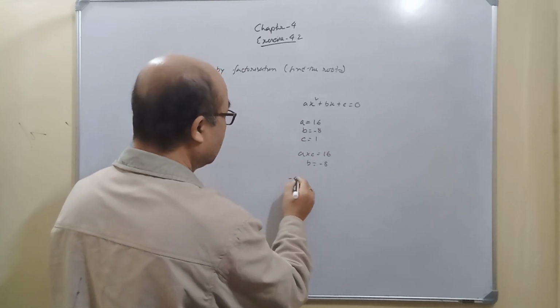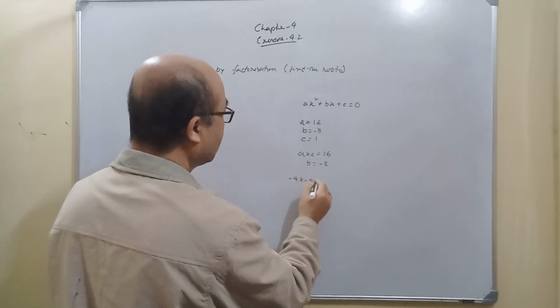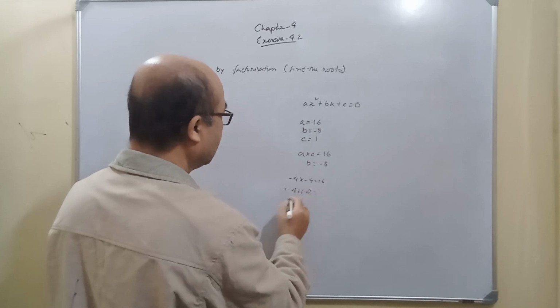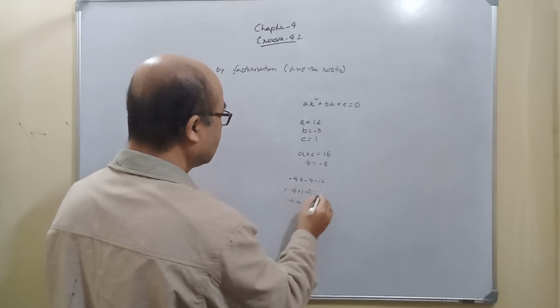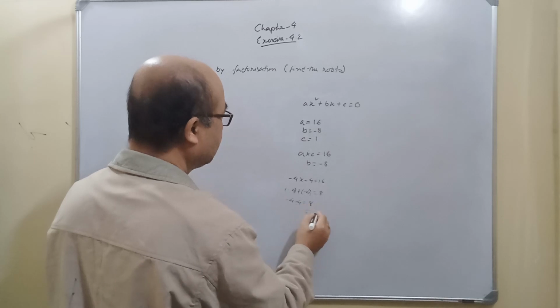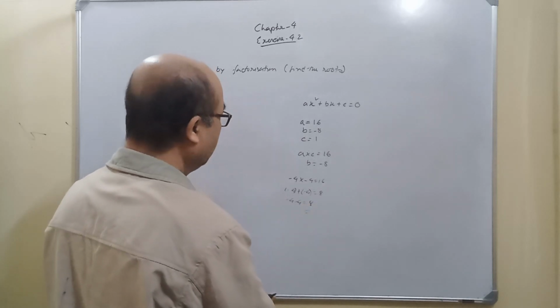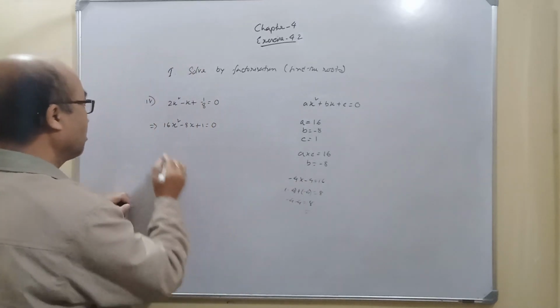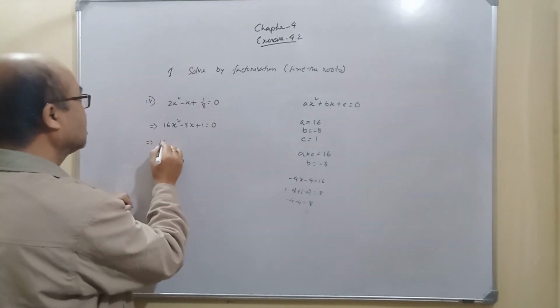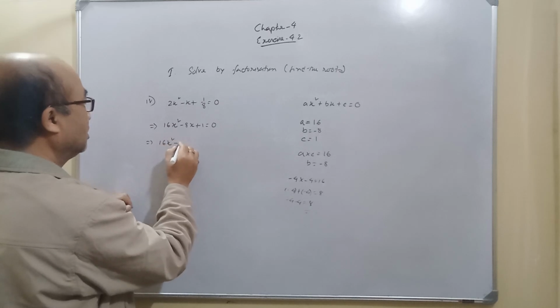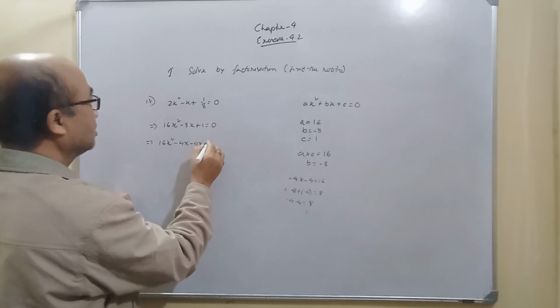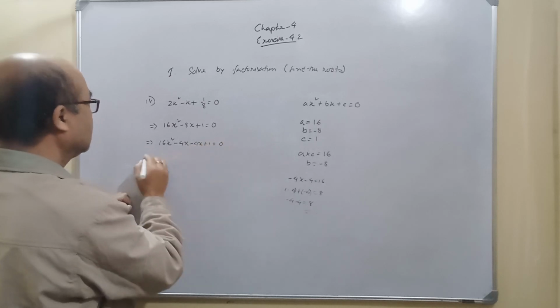So what are those two numbers? Minus 4 into minus 4 is 16. Minus 4 plus minus 4 is equal to minus 8. So the two numbers are minus 4 and minus 4. So let us expand. This is 16x square minus 4x minus 4x plus 1 is equal to 0.